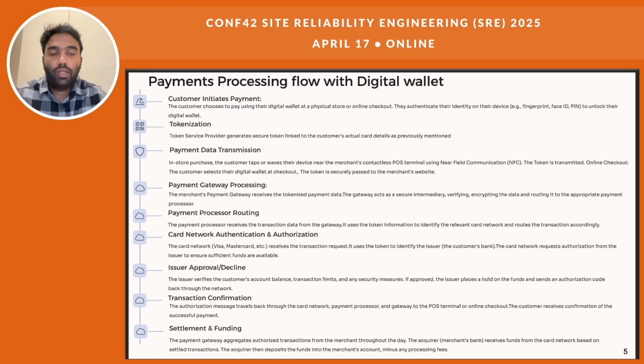The payment information is verified for fraud detection, and it is routed to the appropriate payment card network. The card network receives the transaction request and asks for authorization from the issuer to ensure sufficient funds are available. The issuer verifies the customer account balance, the transaction limit, and any other security measures, and authorizes it. The network puts a hold on the funds in the customer account.